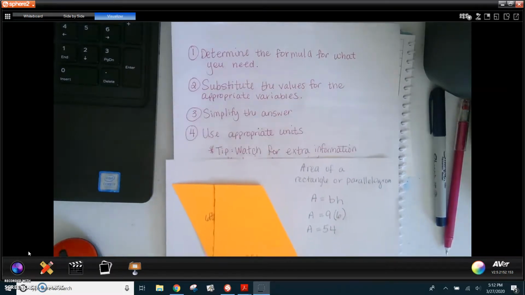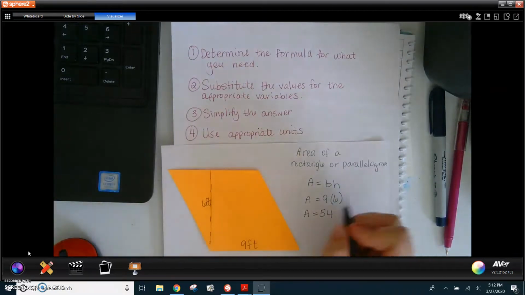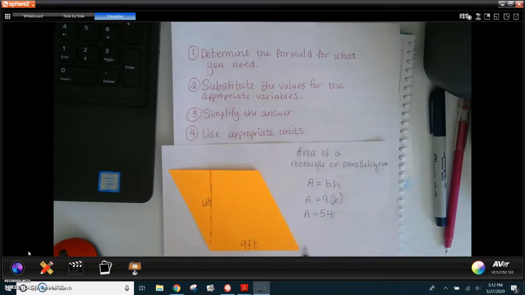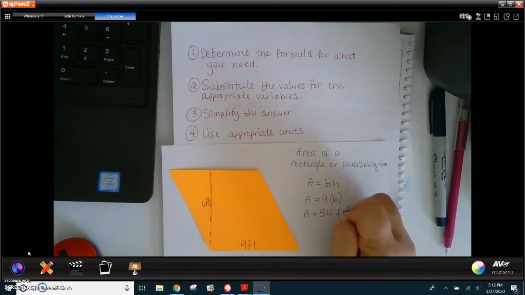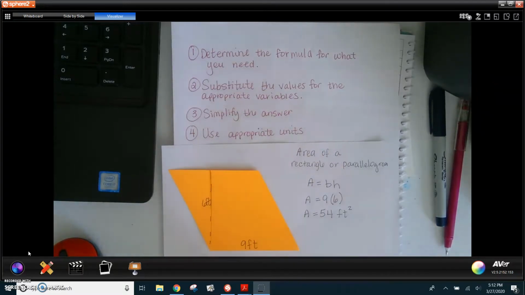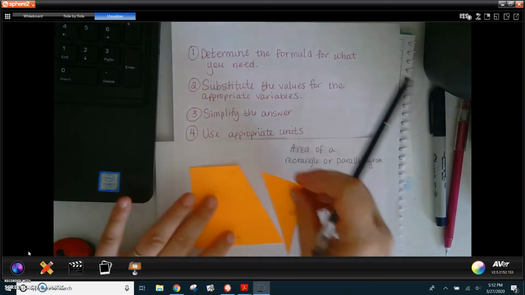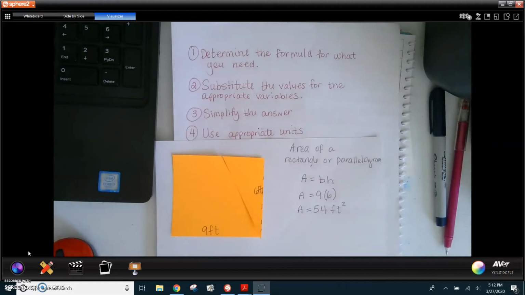And step 4 is to use appropriate units. So when we are finding area, we are going to be measuring in square units. So our units is feet squared. So the area of this parallelogram or this rectangle is 54 square feet.